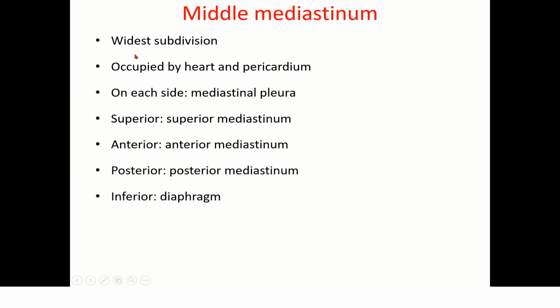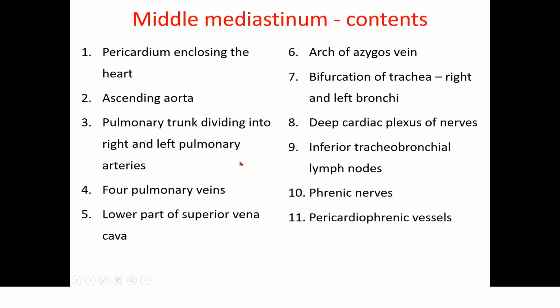So the middle mediastinum is the widest subdivision, occupied by the heart and pericardium. On each side, it is limited by the mediastinal pleura; superiorly, the superior mediastinum; anteriorly, the anterior mediastinum; posteriorly, the posterior mediastinum; and inferiorly, the diaphragm. So this is the simplest way to delineate the middle mediastinum: superiorly superior, anteriorly anterior, posteriorly posterior, and inferiorly diaphragm. On either side, limited by mediastinal pleura.